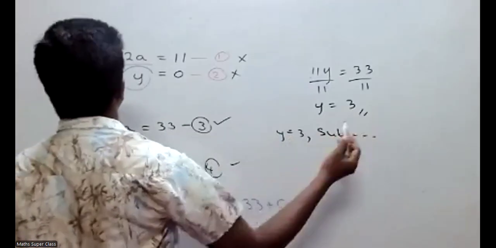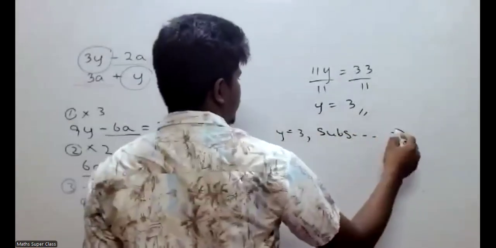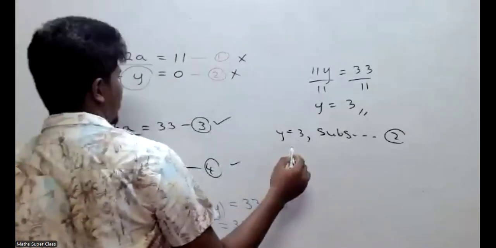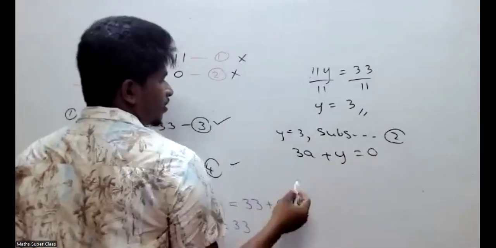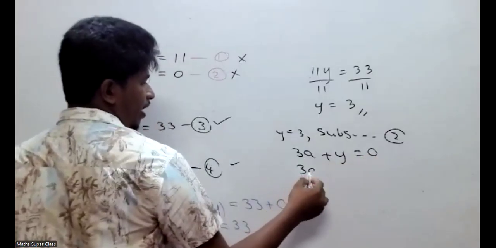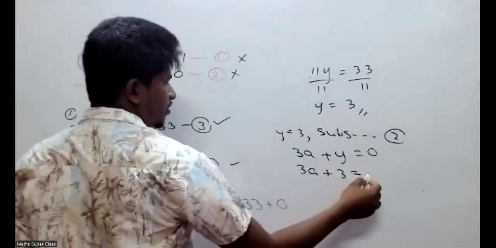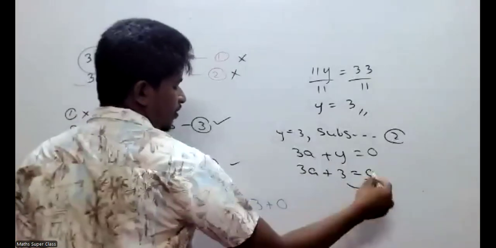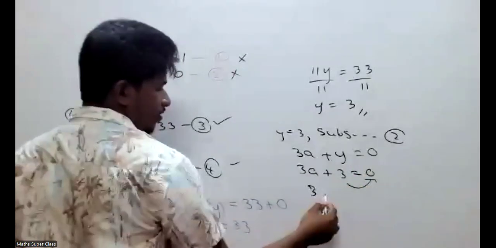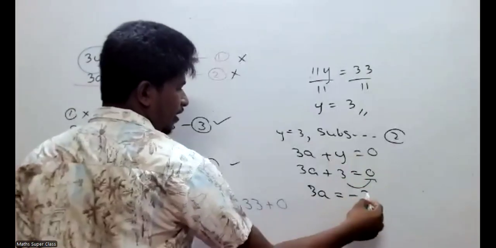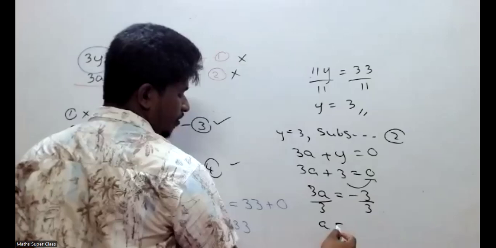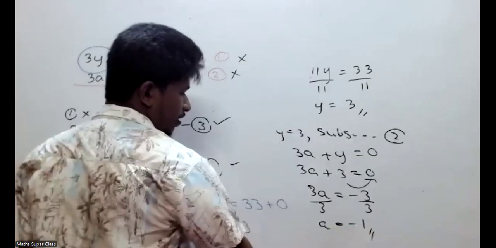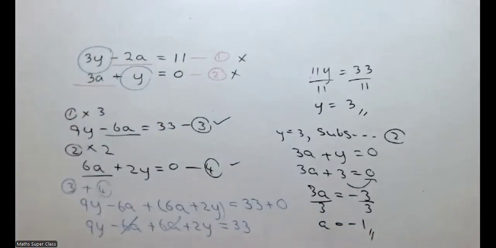Substituting into first equation or second equation. Actually, I'll use second equation because I don't like minus signs. That's why it's disturbing to find values. So 3a, we don't know a. 3a plus y means 3 equals 0. We have to send this y to the other side. There is addition. What happens when it comes to the other side? It becomes minus. So what to do now? We have to divide both sides by 3. Then we will get minus 1. A equals minus 1.